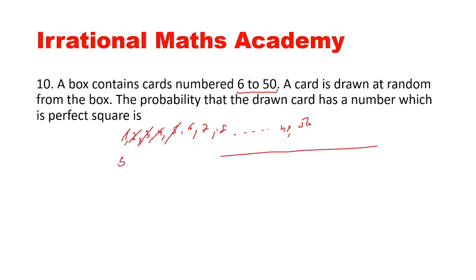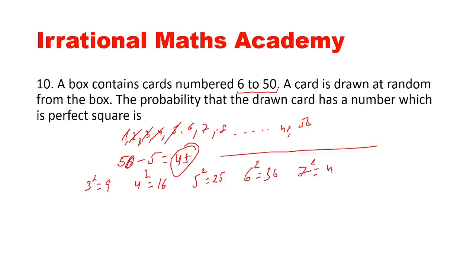Out of 50, you subtract this first 5 numbers. So sample space would be what? 45. Is this clear? Now we'll focus on what? Getting a perfect square. So 1 we won't consider because our number is starting from 6, right? So 2 square also we cannot consider, 2 square is 4. 3 square will get a 9. And 4 square 16. 5 square 25. 6 square 36. 7 square 49. 8 square 64, which is beyond our 50.